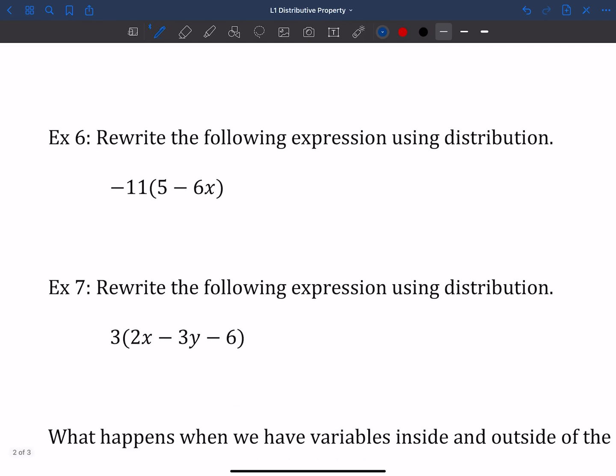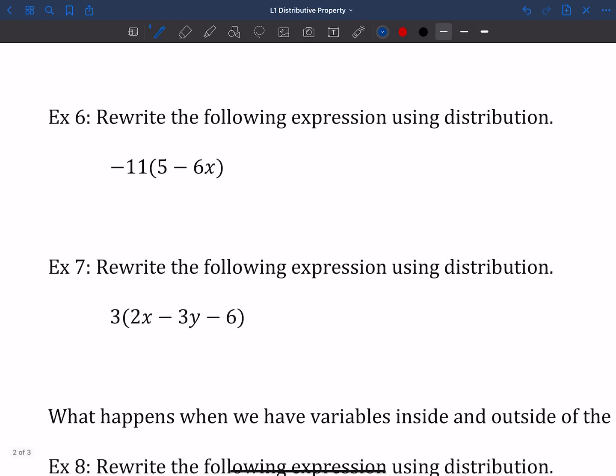Moving on to the next page, so if you haven't, flip now. This one's a little bit trickier. This one's got a negative 11 out in front. We need to make sure that we group that negative with that 11. So when I'm multiplying here, this is now negative 11 times that regular old 5. So negative 11 times 5 is negative 55.